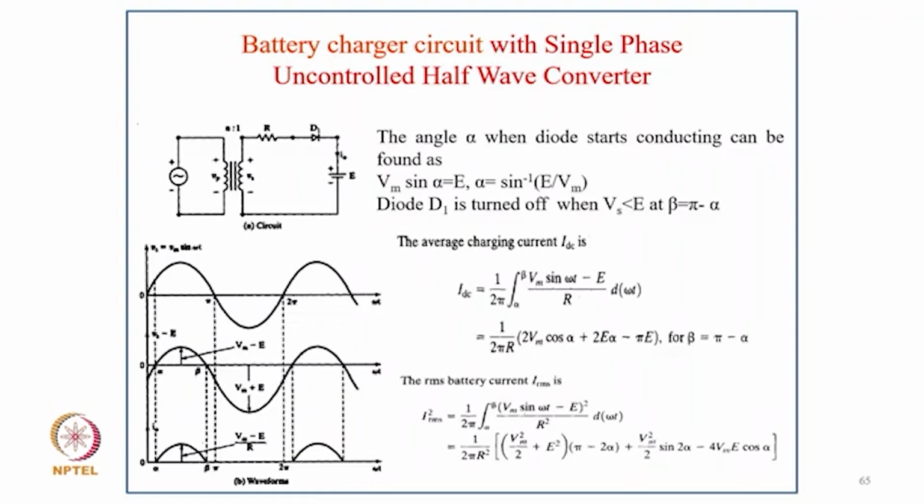And RMS battery current is IRMS square equal to 1 upon 2 pi, integral from alpha to beta of ((Vm sin omega t minus E) divided by R) square d omega t, equal to 1 upon 2 pi R square in bracket (Vm square by 2 plus E square) into (pi minus 2 alpha) plus Vm square by 2 sin 2 alpha minus 4 Vm E cos alpha.